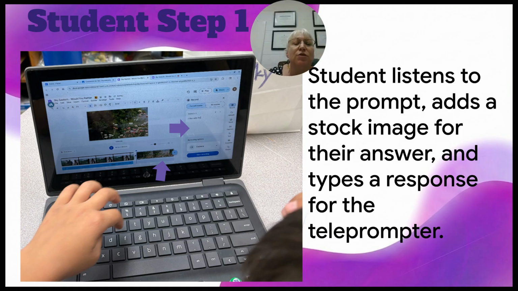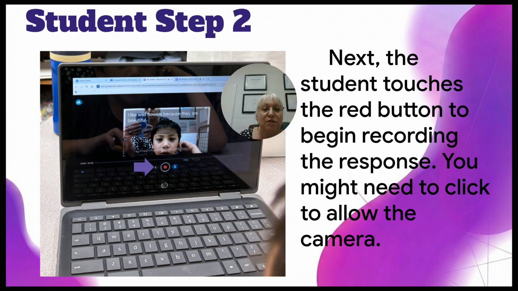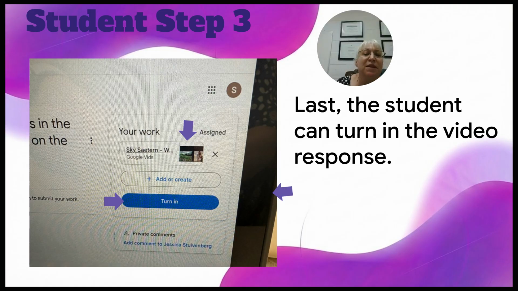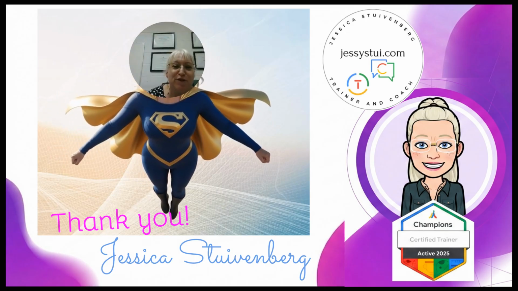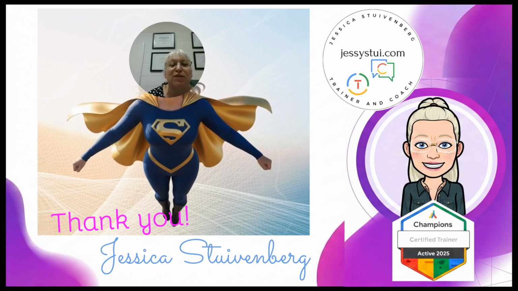Once you assign a video to your students, the student can listen to the prompt and watch your video. Then they can add a scene to record their answer. They can even type their response so that they can use the teleprompter when recording their answers. The student can touch the red button to begin recording. They might need to click Allow to allow the camera and video on the Chromebook. Last, the student can submit the video that they recorded. The video should show up in the right-hand side of Google Classroom, and all they need to do now is to click Turn In.